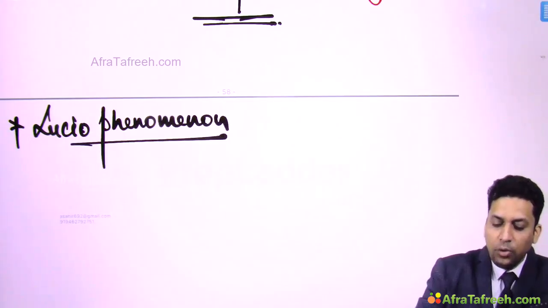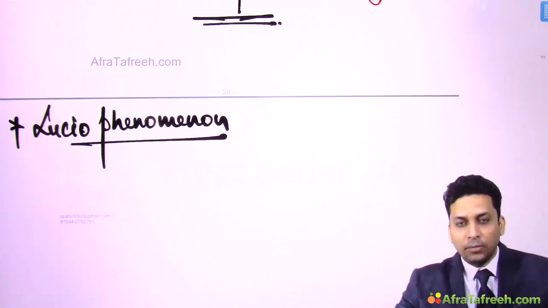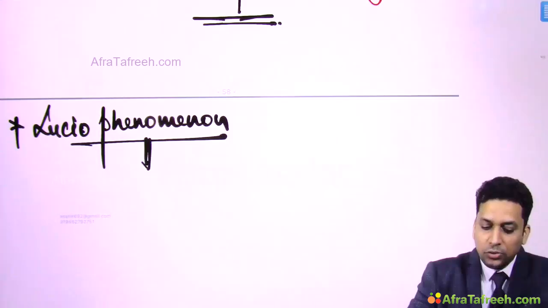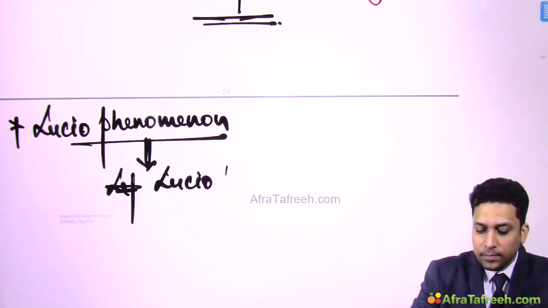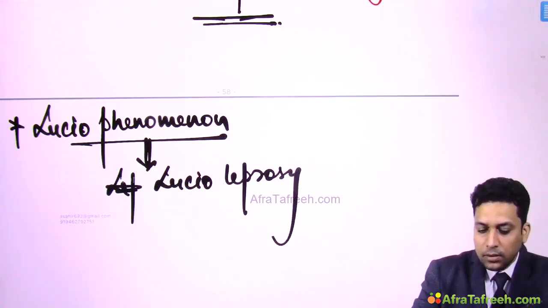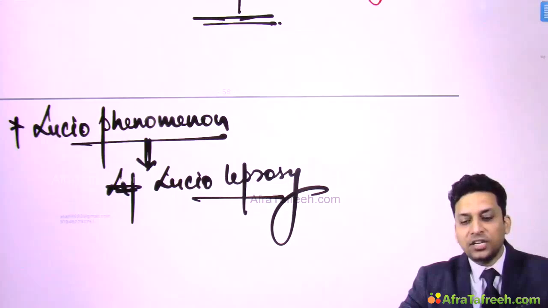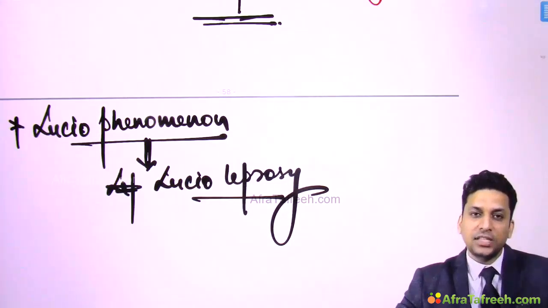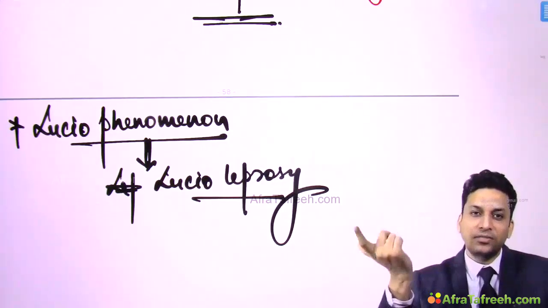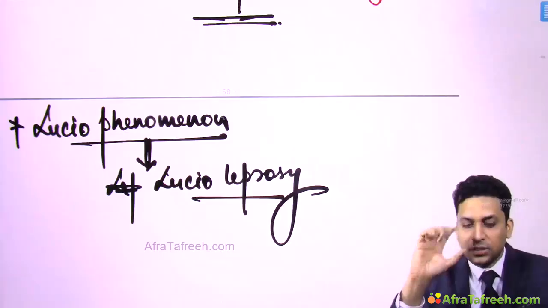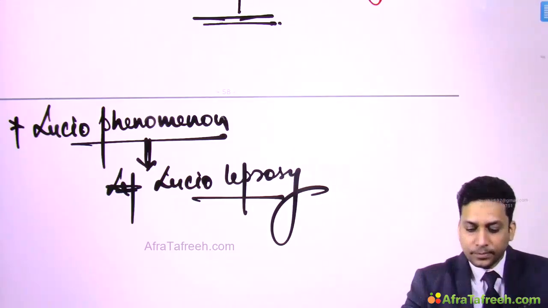I told you there is one more leper reaction which is known as Lucio phenomena. Remember, this Lucio phenomena is seen in patients suffering from Lucio leprosy. I already told you that this is a very rare type of leprosy seen in the central part of America, that is Mexico. So this is restricted to one geographical area.